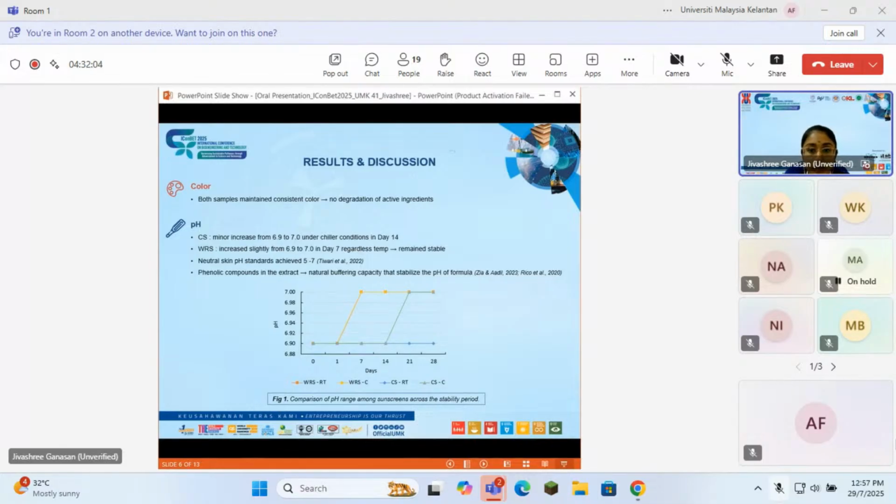This suggests that both sunscreens maintain a neutral pH, which is important for skin compatibility and stability. The presence of phenolic compounds in the watermelon rind extract may have contributed to neutralizing the pH of the formula through its natural buffering capacity.